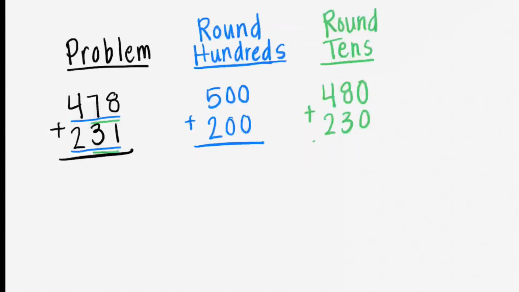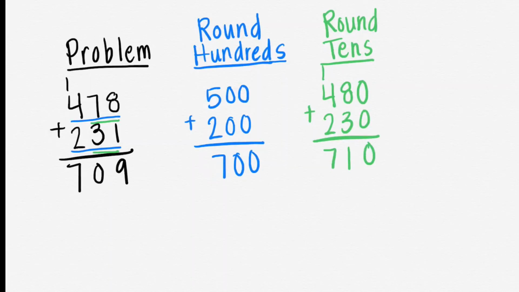And then we add that. 8 plus 1 is 9. 7 plus 3 equals 10. Carry the 1 up. 4 plus 2 plus 1 is 7. 0 plus 0 is 0. 0 plus 0 is 0. And 5 plus 2 is 7. 0 plus 0 is 0. 8 plus 3 is 11. Carry the 1. 4 plus 1 plus 2 is 7.